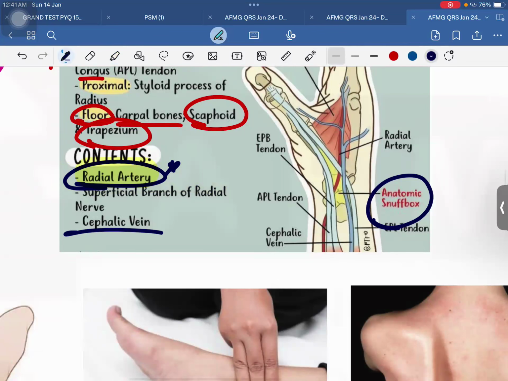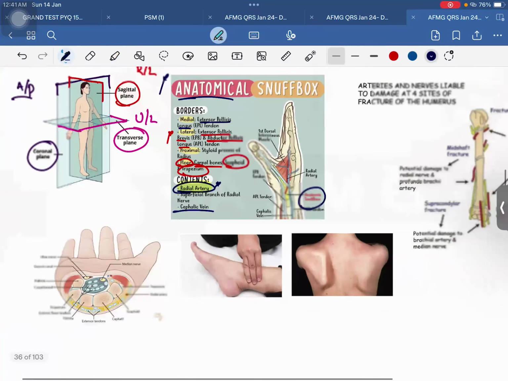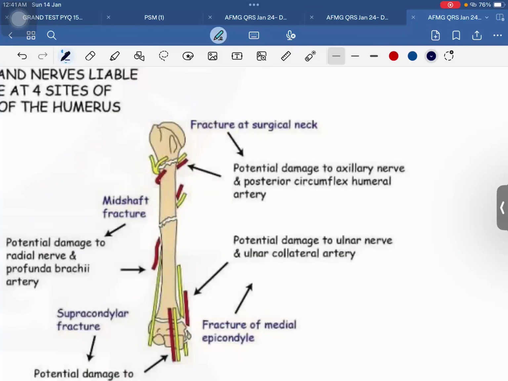Okay, so that's important. Next important, if I talk about the humerus and the arteries or the nerves which are related to it. Now, first, if there is any fracture at the surgical neck of the humerus, one nerve is going to take a turn around the surgical neck, known as the axillary nerve, and one artery known as the posterior circumflex humeral artery. So there will be damage to the axillary nerve or the posterior circumflex humeral artery.